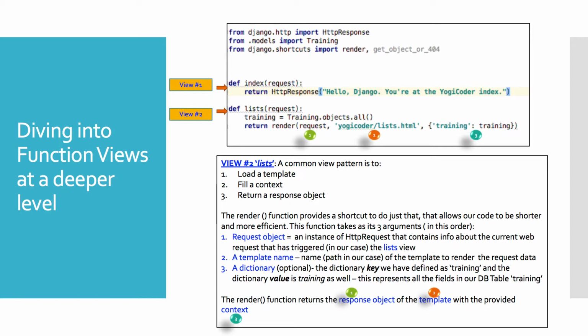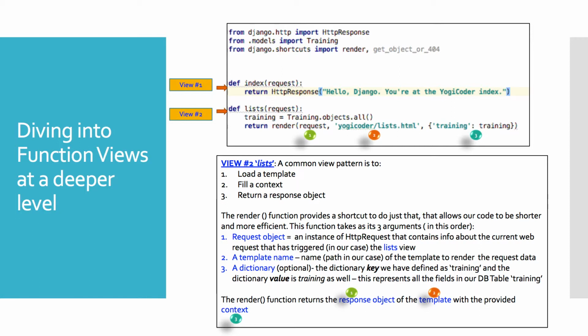And then finally, we have the dictionary. In our case, the key is training. The value is training as well. And this represents all the fields in our database table entitled training because of the query we have here, training.objects.all. And again, don't let that confuse you. If it's new to you, go right over to the models training course and you'll be able to make sense of that.